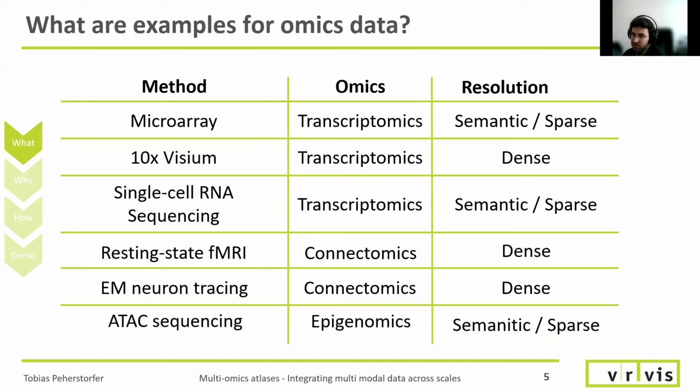And finally, let's get to another omics type. This one is epigenomics. ATAC sequencing measures the accessibility of the chromatin and is usually also based on tissue samples. So again, we say it's more on the semantic or sparse side of resolution. And as you can see, all these very different types of omics, of methods of acquiring omics data boil down to exactly these three types of spatial resolution. Okay, now let's head on.